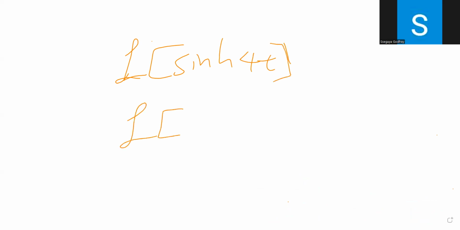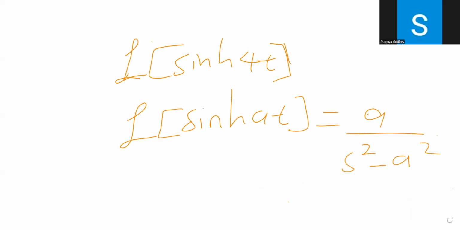Now we are going to Laplace transform of sinh of 4t. But remember, we get this of sinh at as a over s squared minus a squared. The only difference, the other one was plus, and this one is minus. But our a from this one is 4 by comparing. Meaning this will be 4 over s squared minus 16.